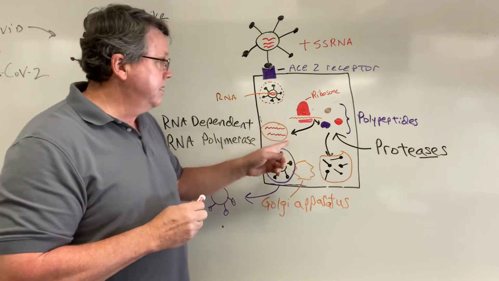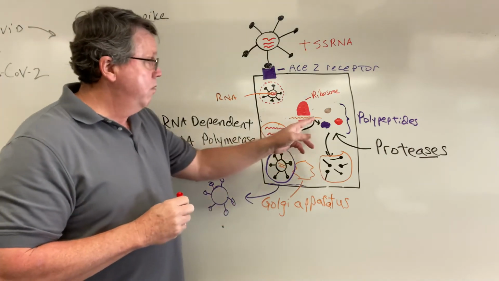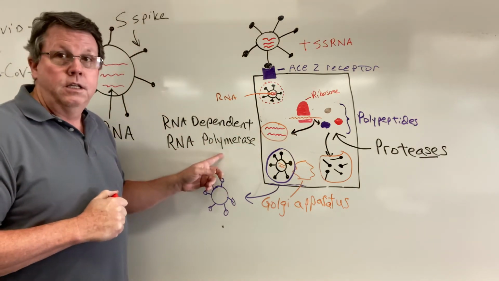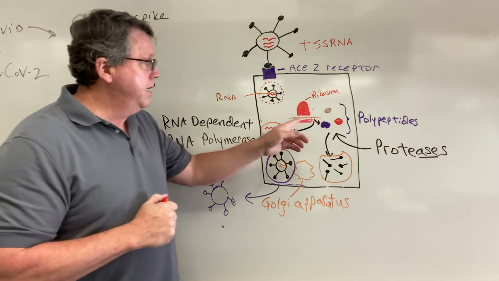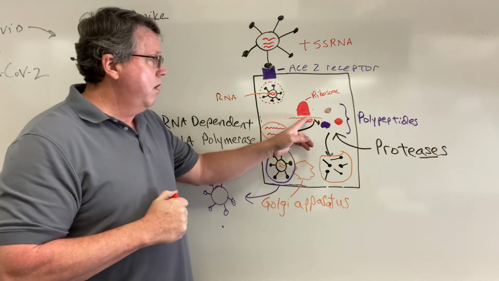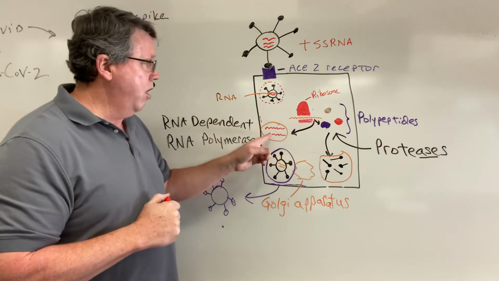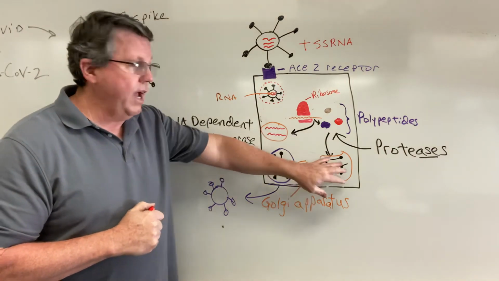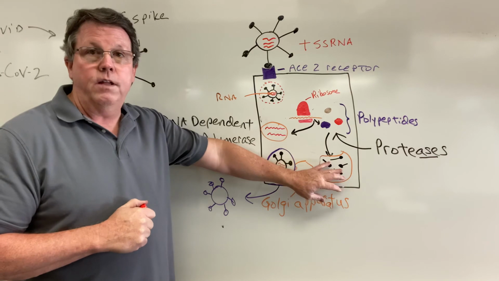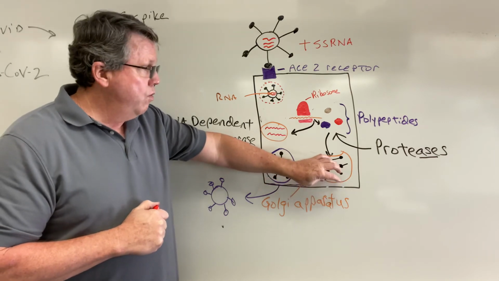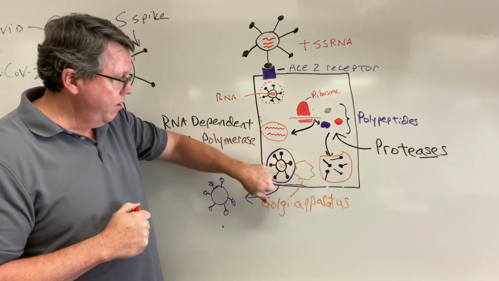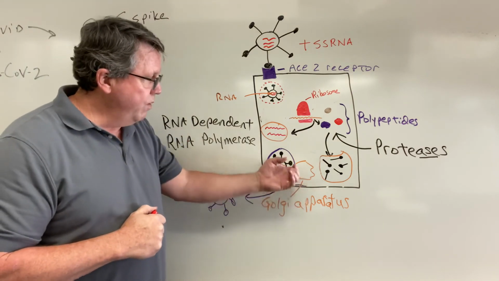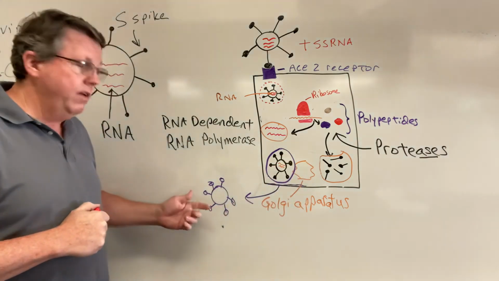Okay. The other thing that's going to happen is we're going to make some RNA-dependent RNA polymerase, and what this will do is it will cause the RNA to make more RNA. And so once that happens, now we have the RNA, we have the spikes and other things that are needed for the virus. Those proteases will put those together, and we are going to end up with a new virus. The Golgi apparatus will then package that, and it will leave the cell.